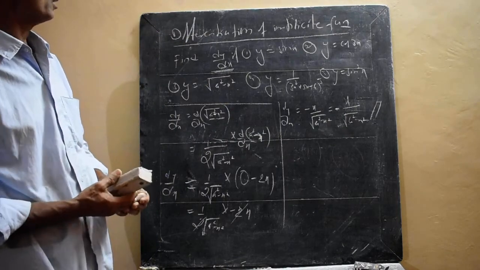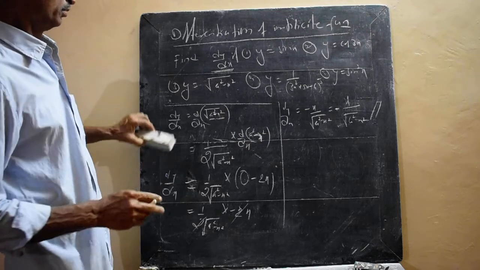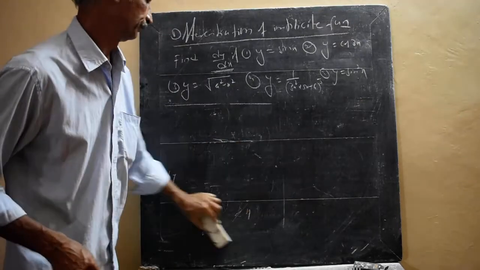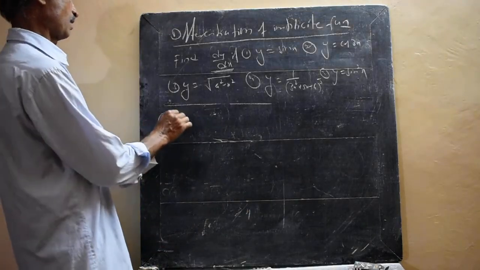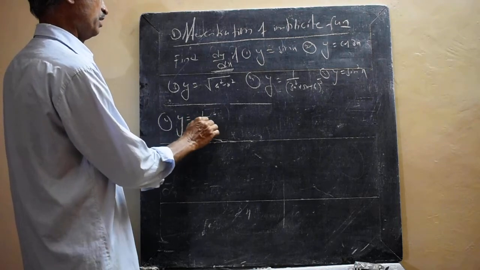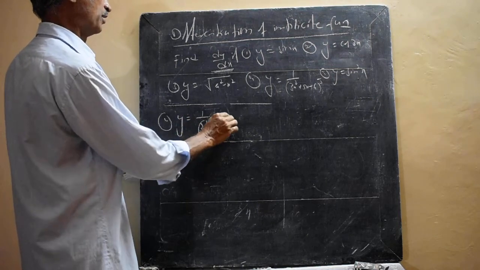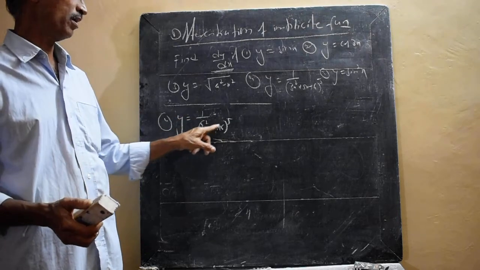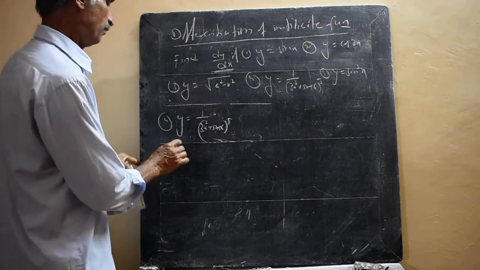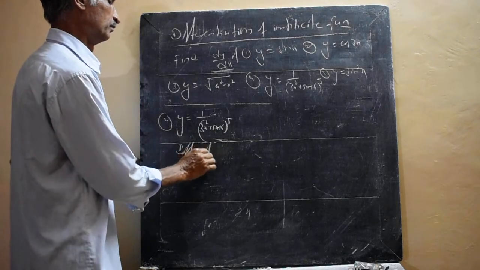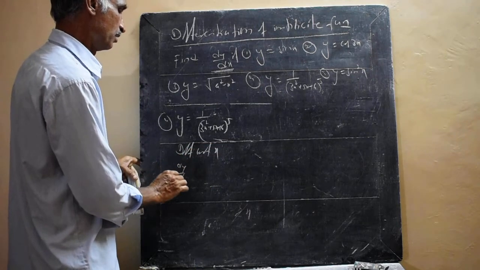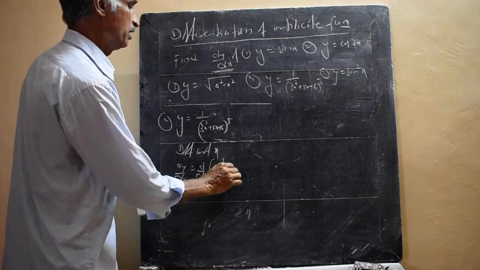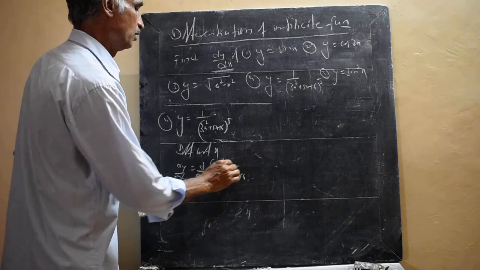Now, the fourth one: y is equals to 1 upon 3x square plus 5x plus 6 all raised to 5. It is in which form? It is a composite function. It is in the form of 1 upon f of x raised to n. Now, differentiating with respect to x, dy by dx is equals to d by dx of 1 upon 3x square plus 5x plus 6 all raised to 5.